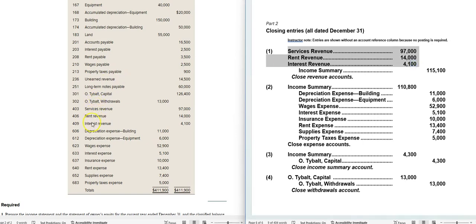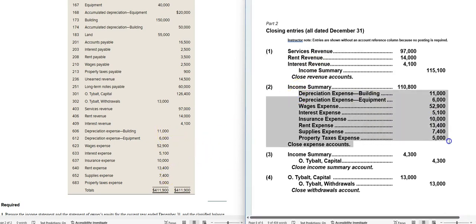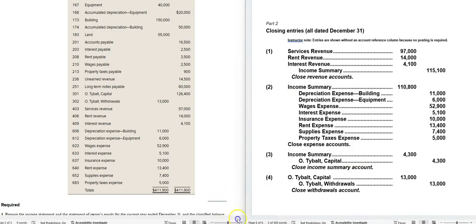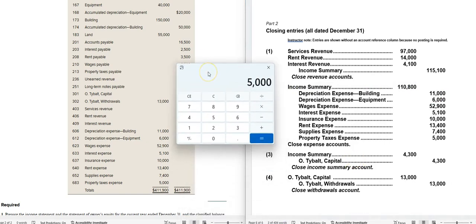My second closing entry is going to close out all of these expense accounts. We got a whole bunch of them. To close out the expense accounts, which have debit balances, we need to credit each of the expense accounts. Total dollar amount of expenses that we are closing is $110,800. We are going to temporarily record total expenses in the income summary account. So after those first 2 closing entries, revenues and expenses are 0.